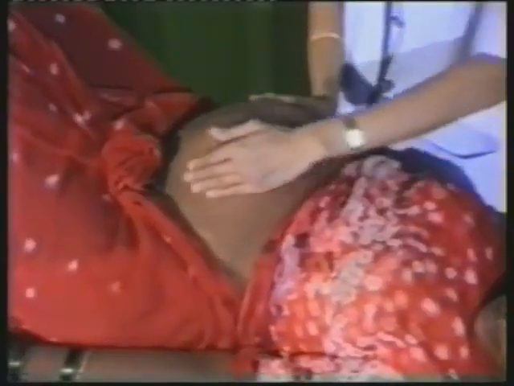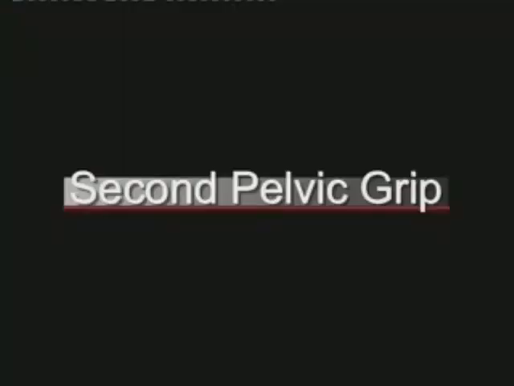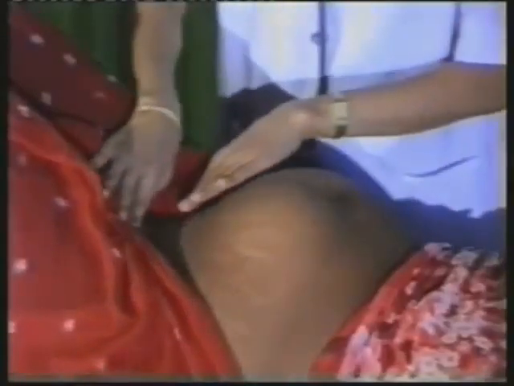To repeat, first palpate the fundal height, then fundal grip with one hand, fundal grip with both the hands, then the lateral grip on the right, on the left, then the first pelvic grip for the presenting part, then the second pelvic grip, then look for overlap, and lastly auscultate the fetal heart sounds.